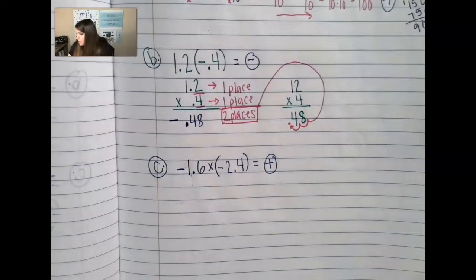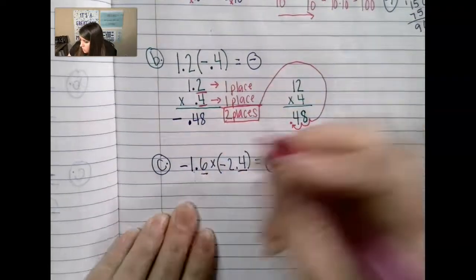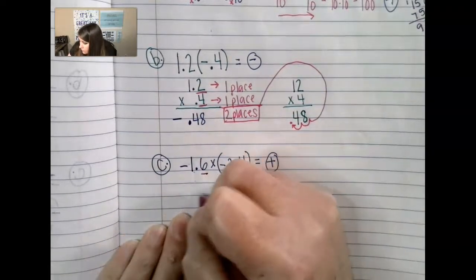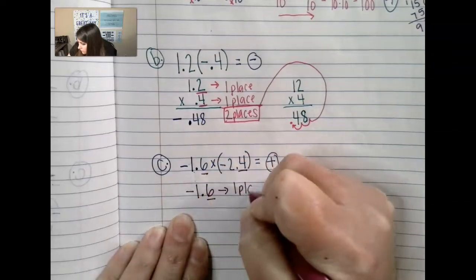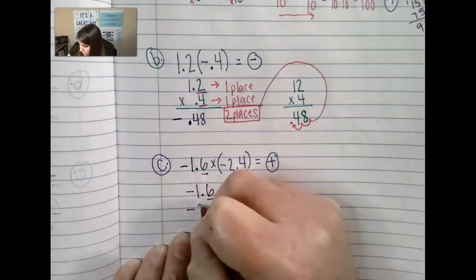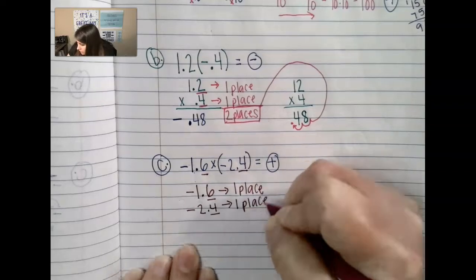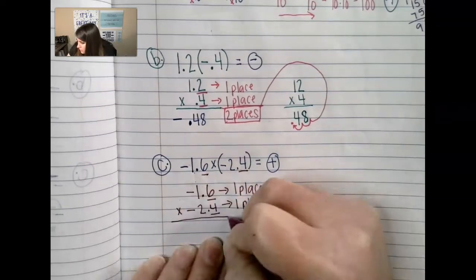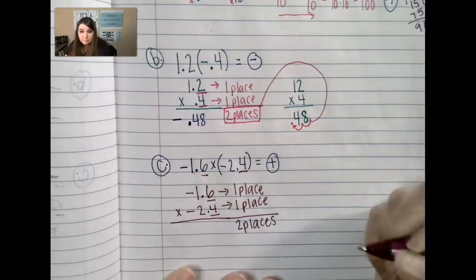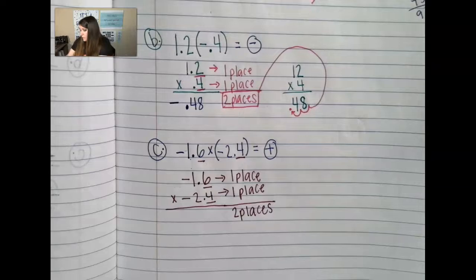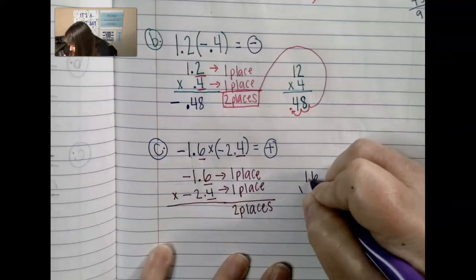Oh, actually, no. Let's just do this. I have 1 place after the decimal, so let's rewrite this: 1.6, there's 1 place. And I have negative 2.4, that's another place. So now I'm going to multiply those. That means I have a total of 2 places to move that decimal point back in. Okay, let's go ahead and solve this. I'm going to rewrite it now as 1.6. Nope, sorry, pretend that's not there.